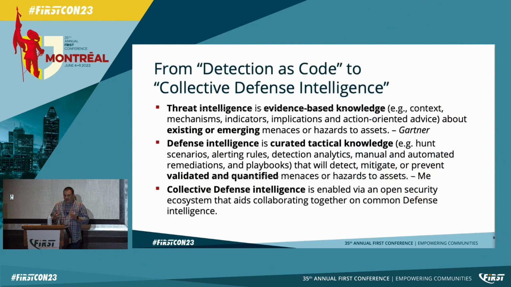So I talked a little bit about this idea of defense intelligence. What do I mean when I say defense intelligence? We talk a lot about threat intelligence. I've got a definition here from Gartner on what threat intelligence is. We can debate how accurate it is, but I think it's more or less pretty good. They say threat intelligence is evidence-based knowledge, i.e. context, mechanisms, indicators, and so on, about existing or emerging menaces or hazards to your assets. So you have an environment, you have assets, and threat intelligence talks about the hazards to those.